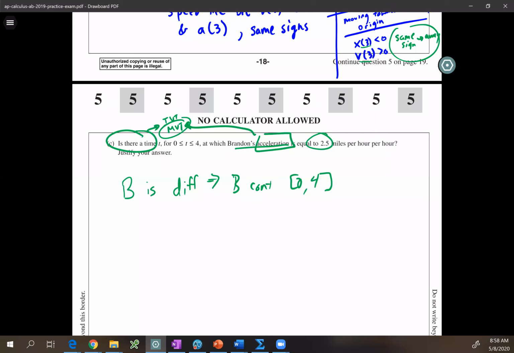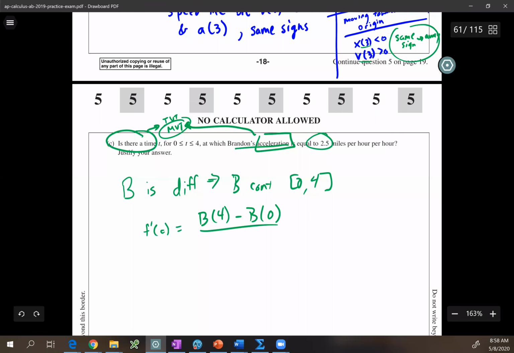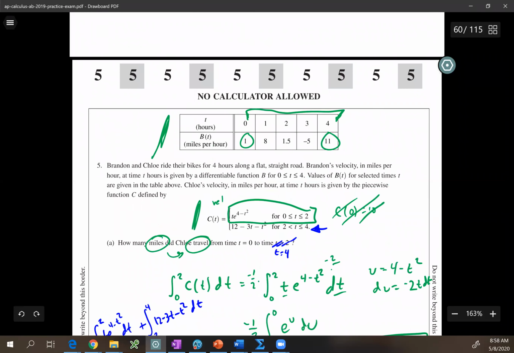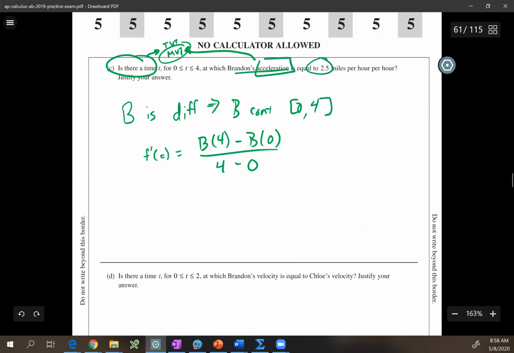So now we can actually just apply MVT. And MVT says that there's some c where f prime of c is equal to, in this case, B of 4 minus B of 0 over 4 minus 0. And using our table, B of 4 is 11 minus 1 over 4. So 10 over 4, which is 2.5.